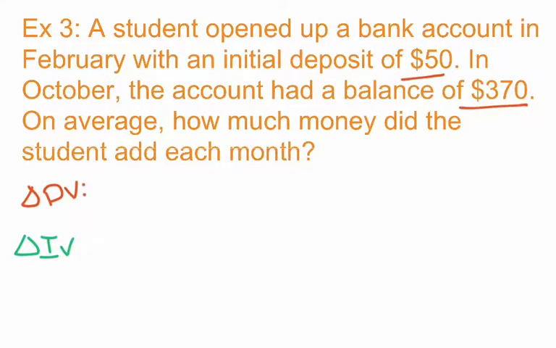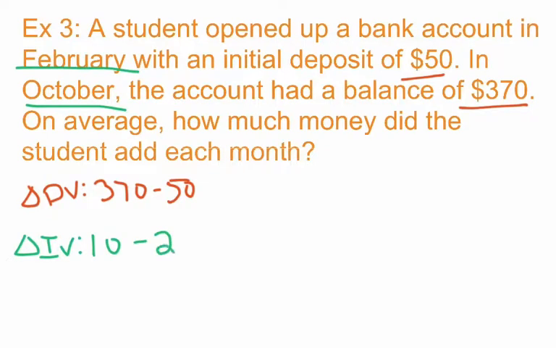So for our dependent variable, we're going to take 370 minus 50. And now for our independent variable, we don't really have any numbers for this, at least not at first glance. But what we do have is months of the year. We have February and we have October. Now if you think about it, October is the 10th month of the year and February is the second month of the year. So to find our independent variable, we can actually take 10 minus 2. Okay, and that will tell us how many months have passed since the student opened up the bank account.